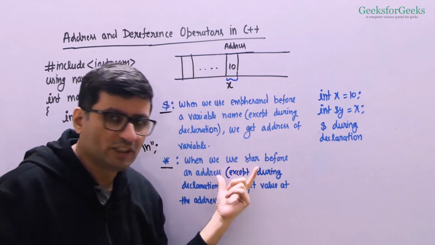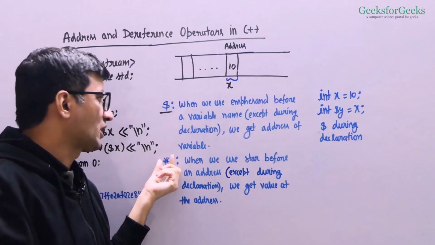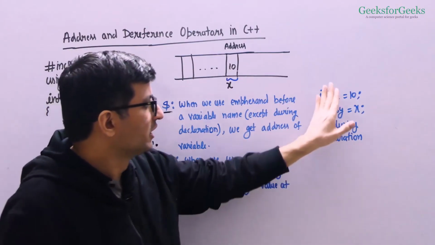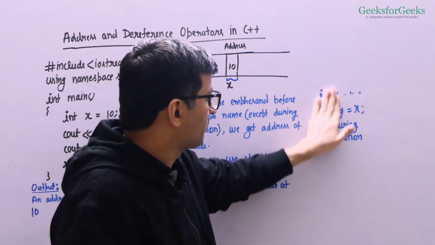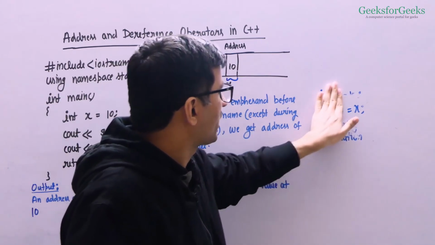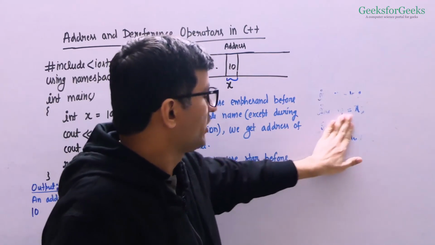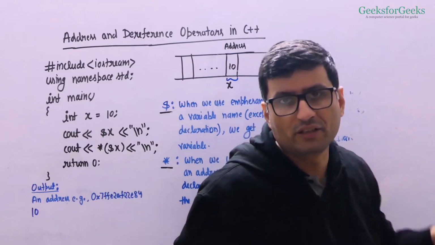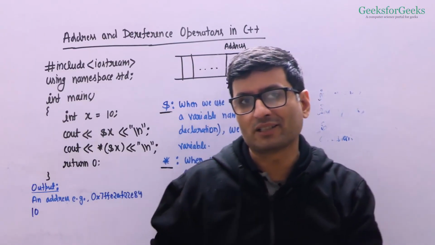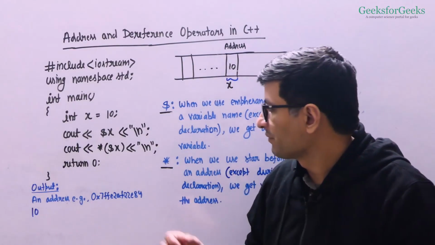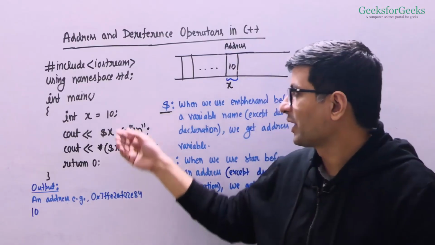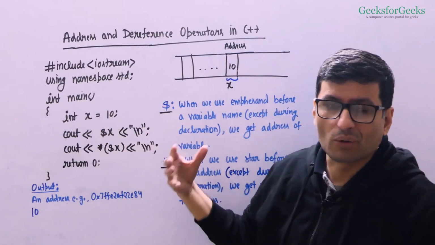Similarly, we are going to see in the next video that we use star for creating pointer variables. So these are some other uses of star and ampersand, but they are operators also. The purpose here was to tell the compiler that this is a reference variable. But ampersand and star are operators as well, and this program shows the operator use.